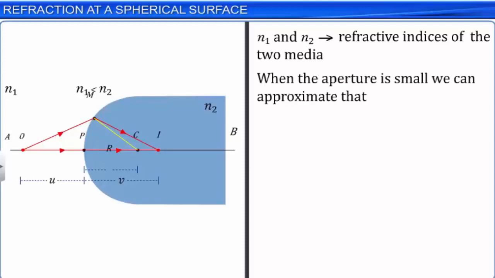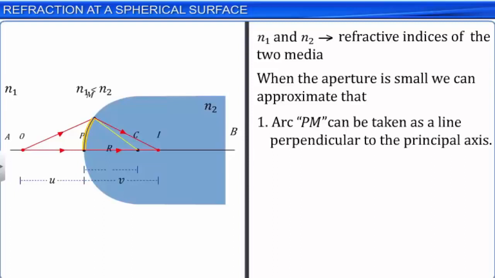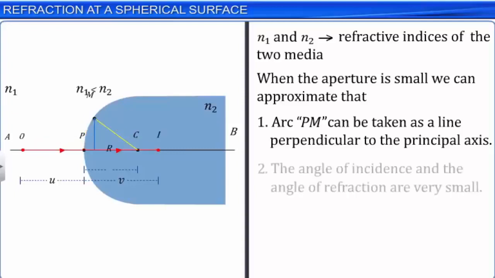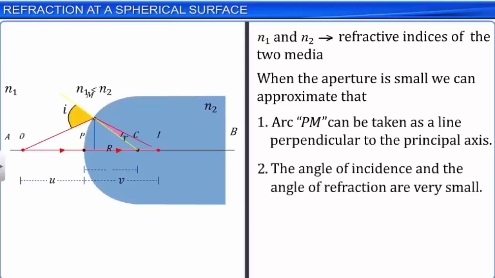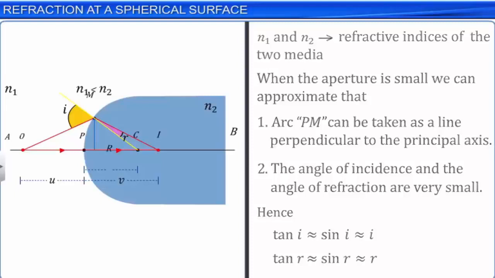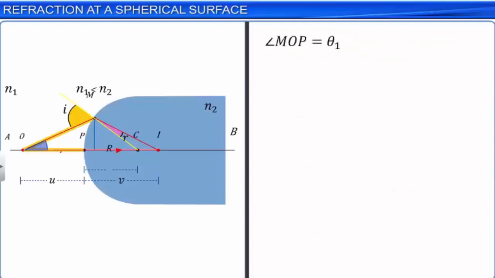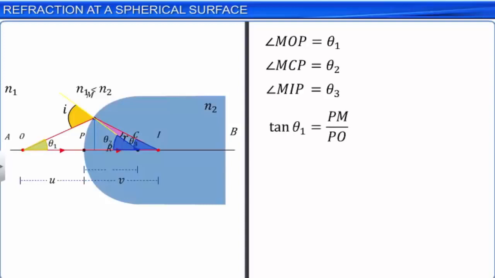Let the angle MOP be theta 1, angle MCP be theta 2, and angle MIP be theta 3. Then, tan theta 1 is equal to PM by PO, tan theta 2 is equal to PM by PC, and tan theta 3 is equal to PM by PI. Since the angles are small, tan theta 1, tan theta 2, and tan theta 3 are approximately equal to theta 1, theta 2, and theta 3 respectively. Then we can write that theta 1 is equal to PM by PO, theta 2 is equal to PM by PC, and theta 3 is equal to PM by PI.